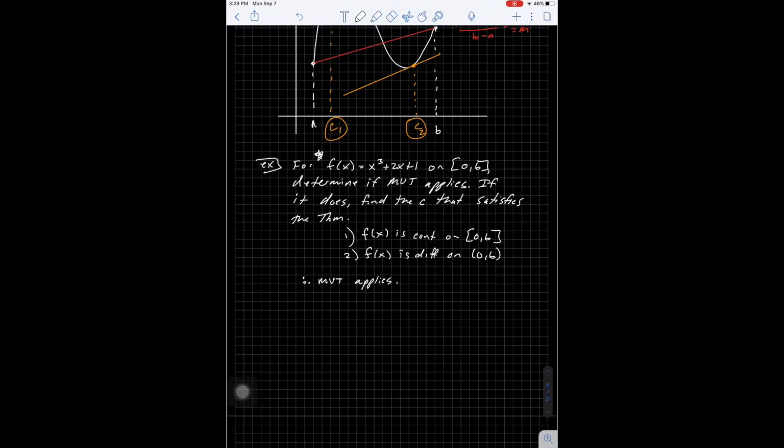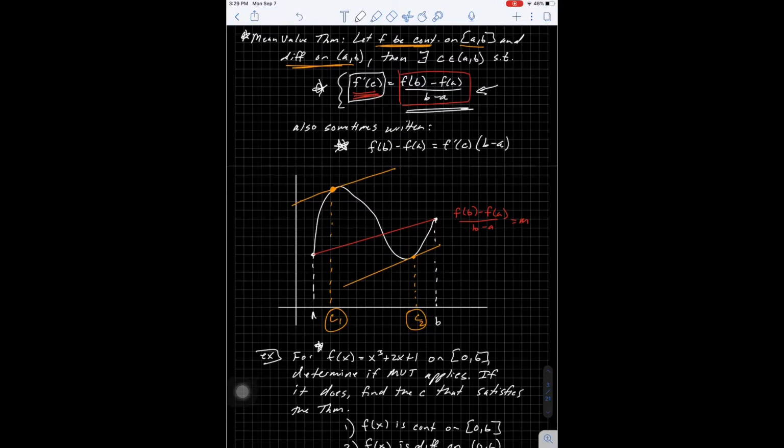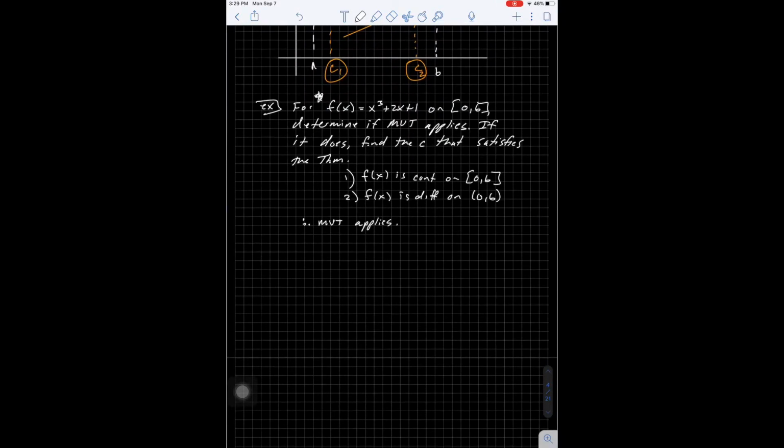Now, the mean value theorem says take the derivative, okay, and set it equal to the slope at the endpoints. Okay, so let's do that. Here's the derivative.